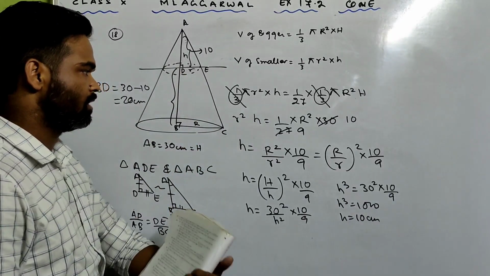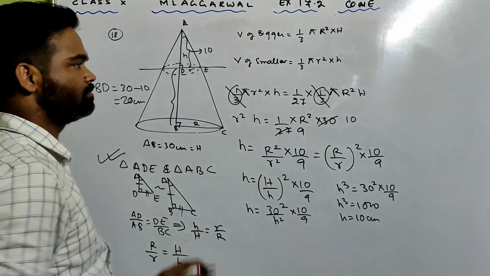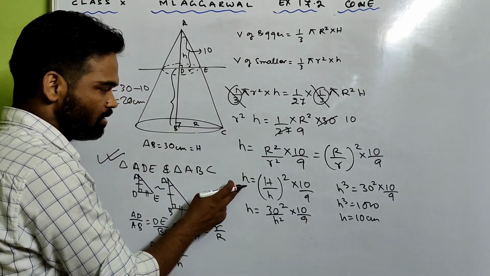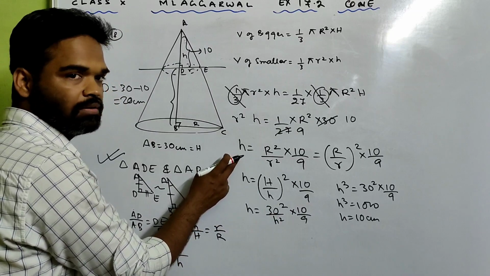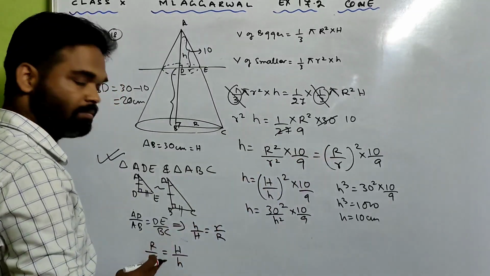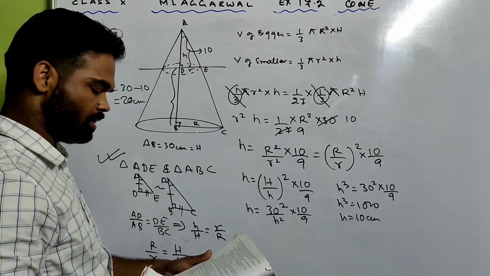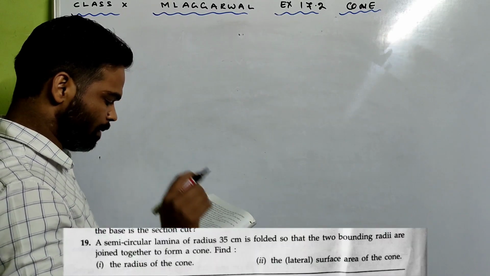Yes or no? We have used similarity over here. Be careful. And this was given to us. So we got a relation over here. Then we got capital R by small r. Chalo, we'll do the next one, number 19 now. Now look at number 19.